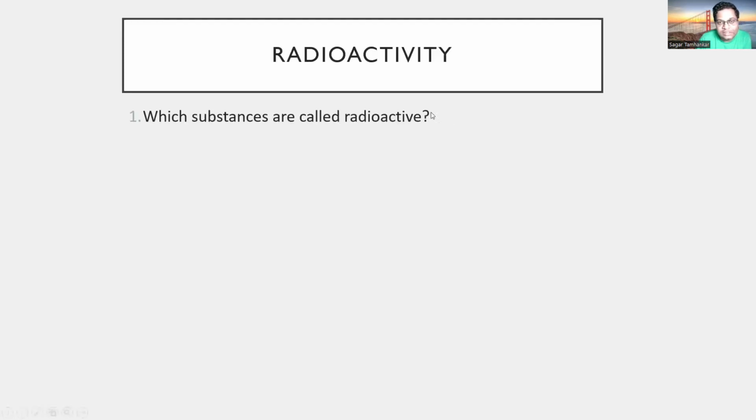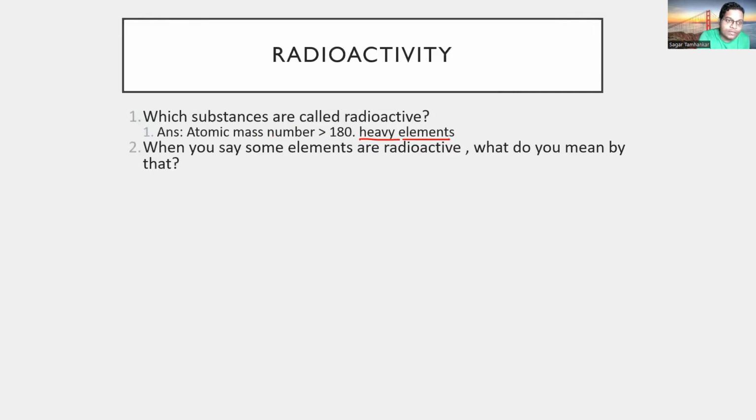So which substances are called radioactive substances? The answer to this question is heavy elements. Heavy elements means what? Substances which have atomic mass number more than 180 are called radioactive substances.